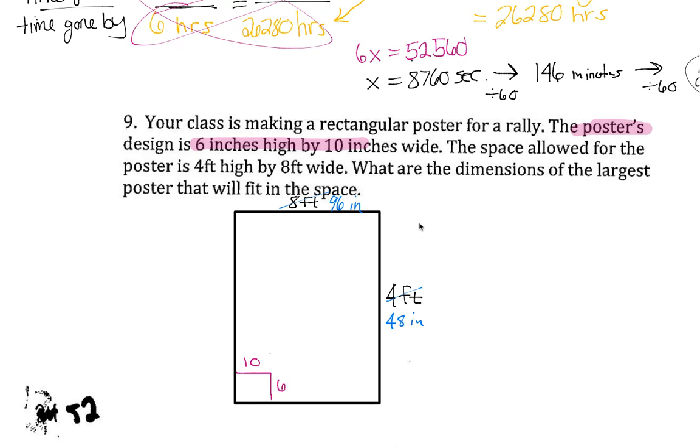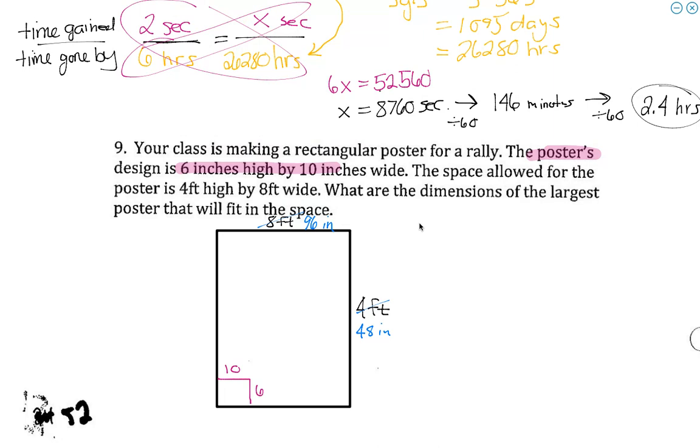So what are the dimensions of the biggest poster that we can make? Now, this poster cannot distort. So I cannot turn 10 into 96 and 6 into 48. Proportionally the same. And we can test that because we know that 10 over 6 is not equal to 96 over 48. So it does not fit perfectly. This small rectangle is not a miniature version of this rectangle.